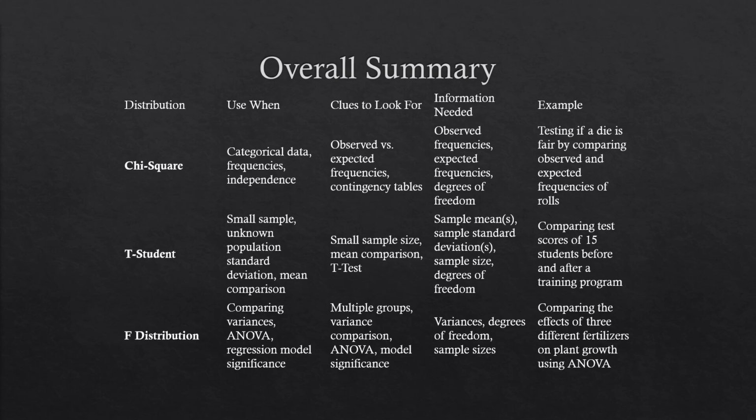Then for information needed, for chi-square you need observed frequencies, expected frequencies, and degrees of freedom. For t-student you need sample means, sample standard deviations, sample sizes, and degrees of freedom. And finally for F distribution you need variances, degrees of freedom, and sample sizes.